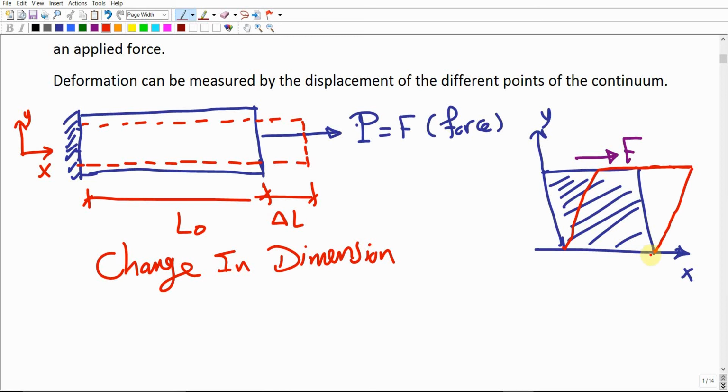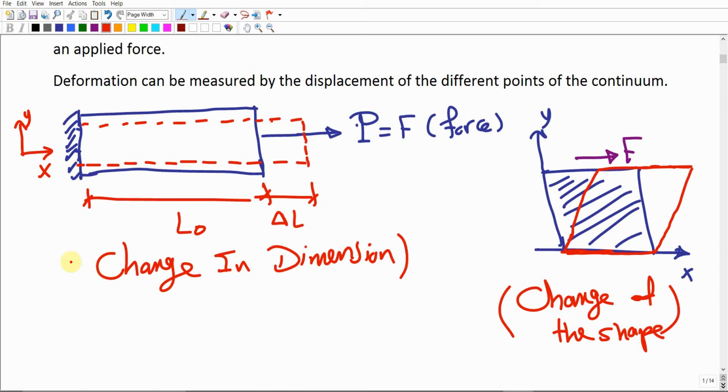So initially it was like a square. Now it has a diamond shape. So it means that it changed its shape. So here we do have a different shape. Probably some dimensions would be the same, but the shape has been changed. So this is also a change of the shape, right?